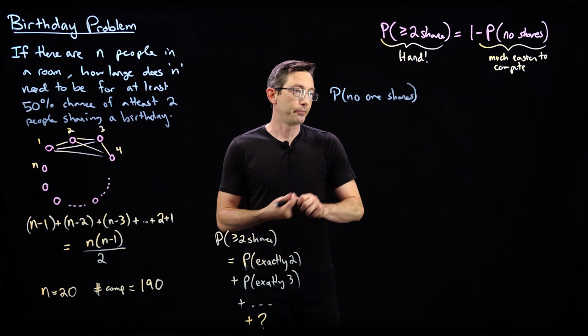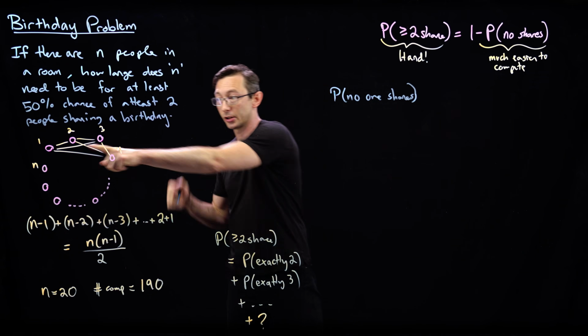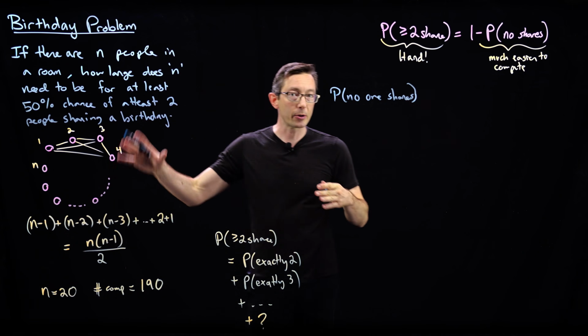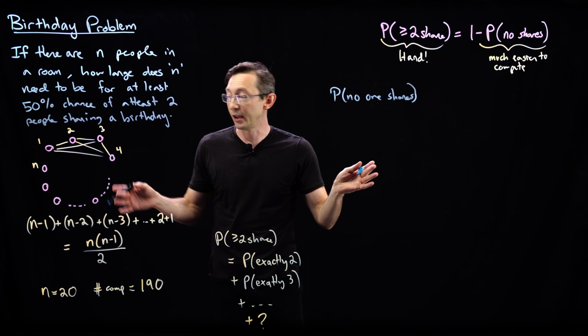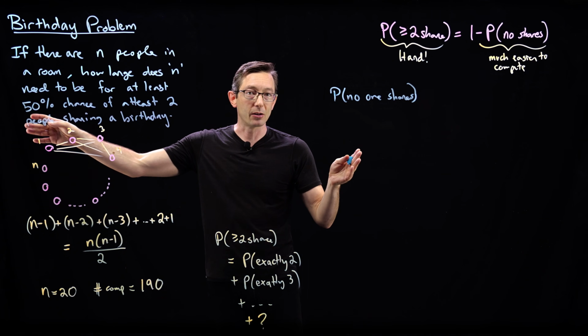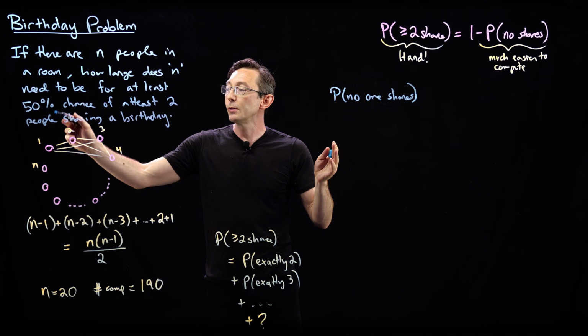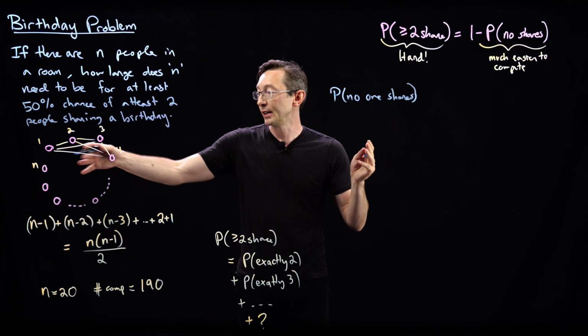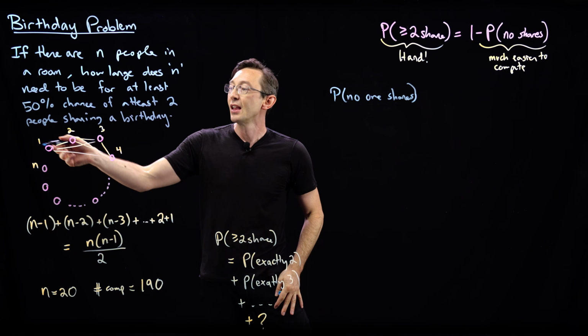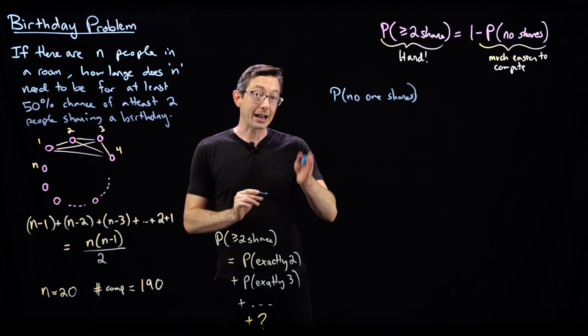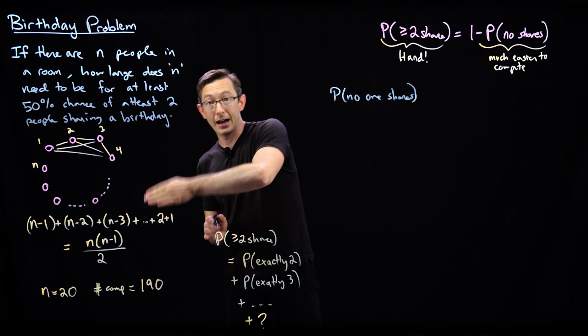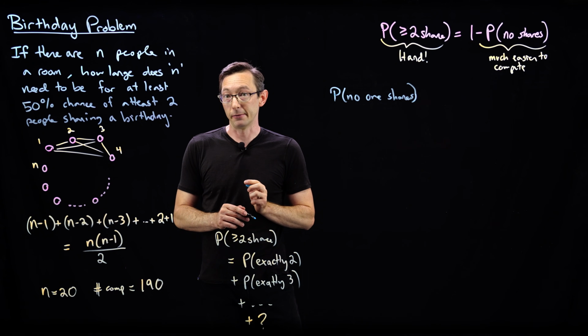So what we're going to do is essentially say that the first person's birthday can be anything, okay? Because it doesn't matter what the first person's birthday is. Once we've determined the first person's birthday, let's say it's June 17th, now we know that the second person cannot have the same birthday as the first person, okay?